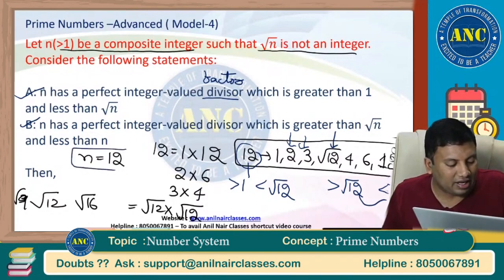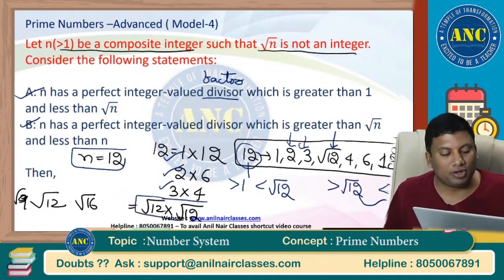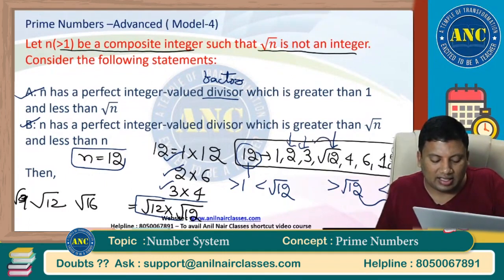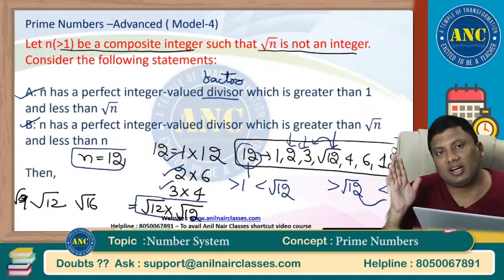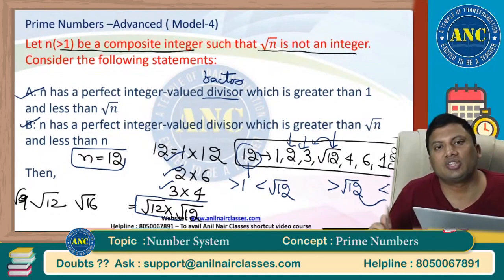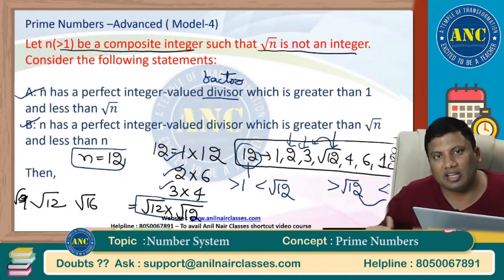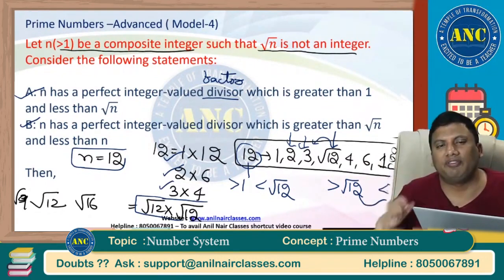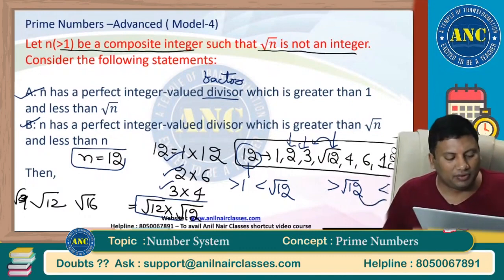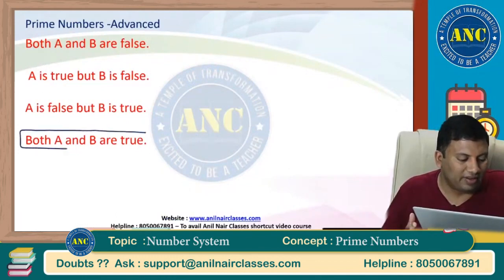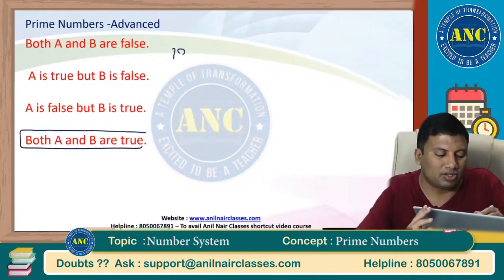If I take n equivalent to 12, 1 into 12, 2 into 6, 3 into 4, I will split it into root n into root n because the question is specifying root n. 1, 2, 3, root 12, 4, 6, 12. So there are some factors less than root 12. Less than root 12 means less than 3.4. What are the natural numbers less than 3.4? 1, 2, 3. Among them, 2 will definitely divide 12, and 3 will definitely divide 12. I hope the idea is clear. A is true and B is true. Very, very good question.